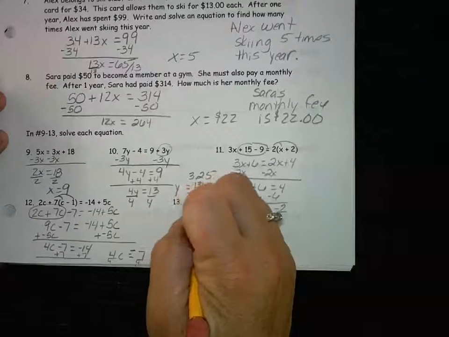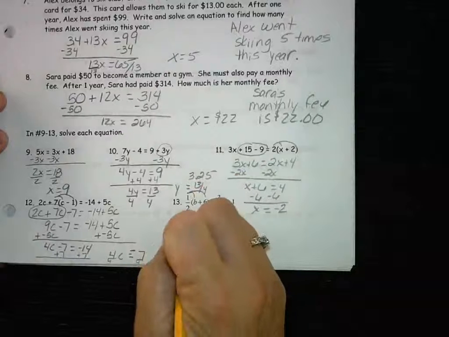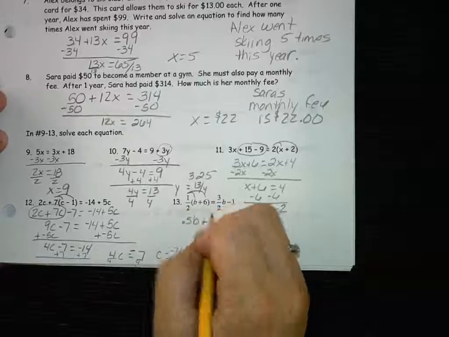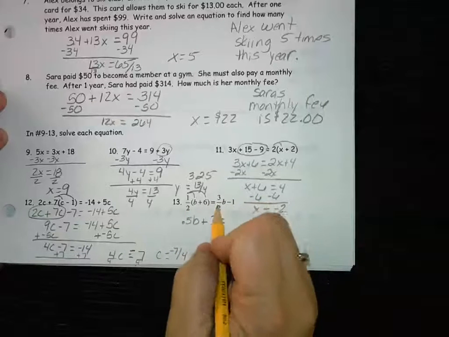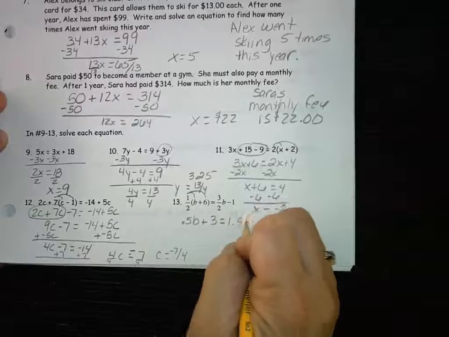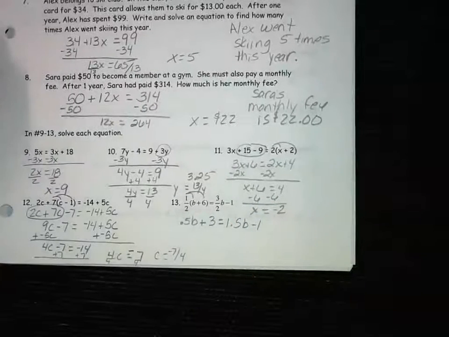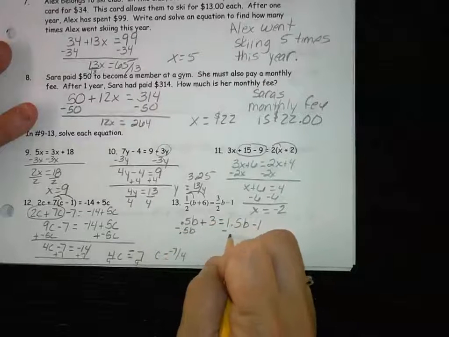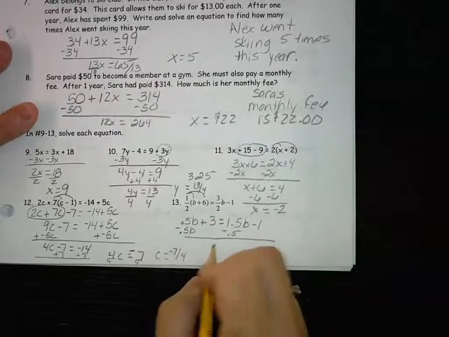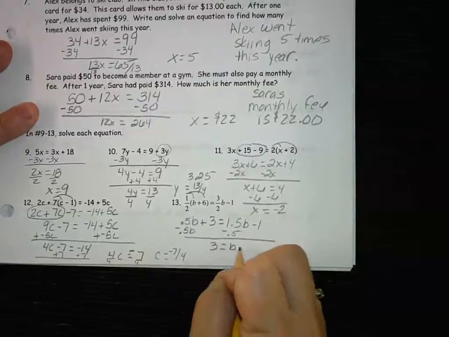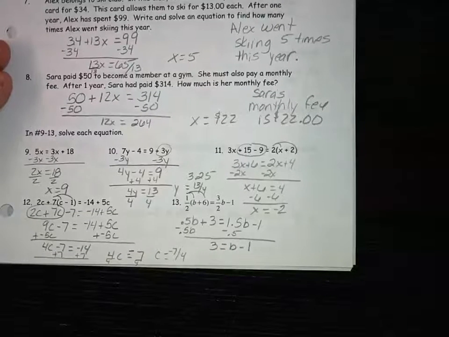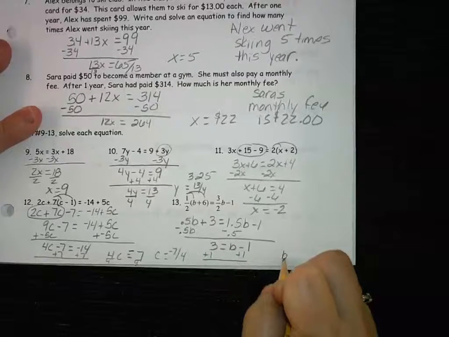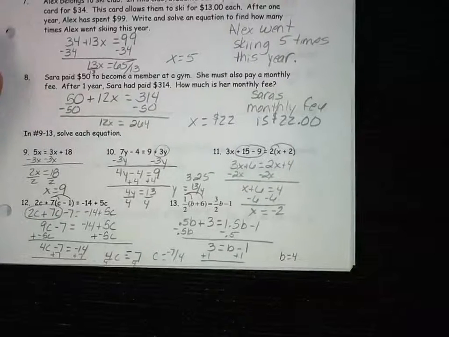13, you distribute, and that will become 0.5b. 1/2 times 6 is 3. I'm going to change that to 1.5b and a minus 1. Subtract 0.5b from both sides, and you have 3 equals b minus 1. And when you add 1 to both sides, b equals 4.